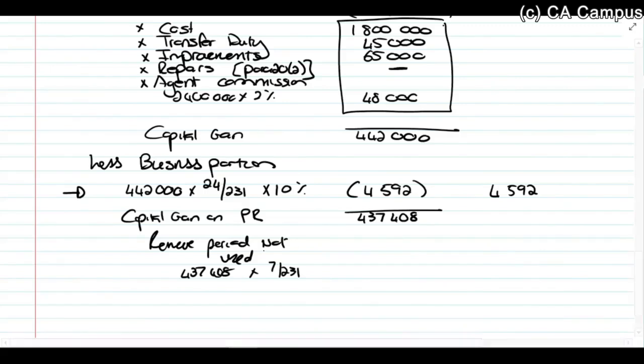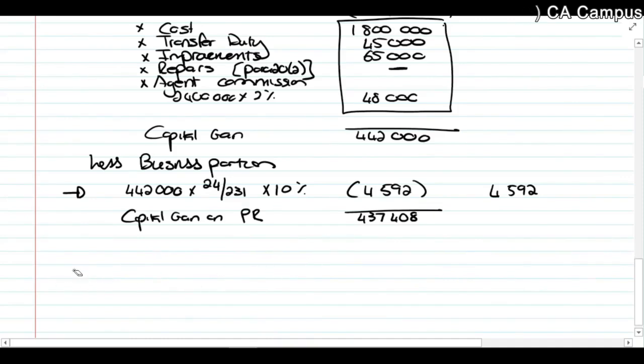Okay, but what is the problem? Why aren't we doing this? Again, because paragraph 48 tells us that because we were trying to sell the property, we can ignore this issue of removing it. So that's why we're not doing it. So I'm just going to write here, paragraph 48 applies. Okay, so this whole 437,408 is treated as a primary residence.